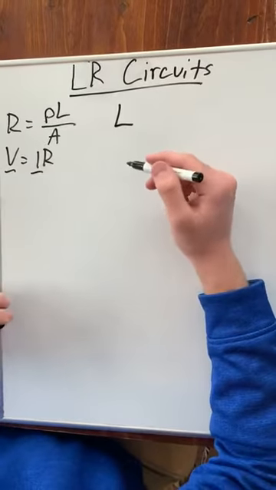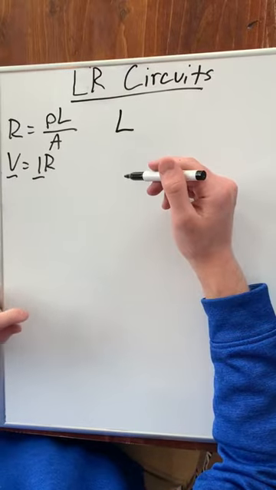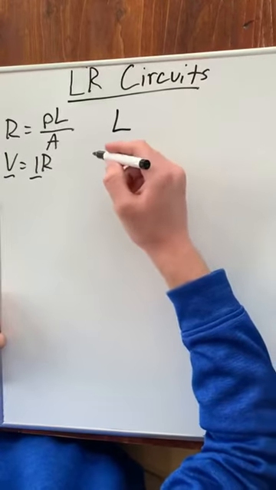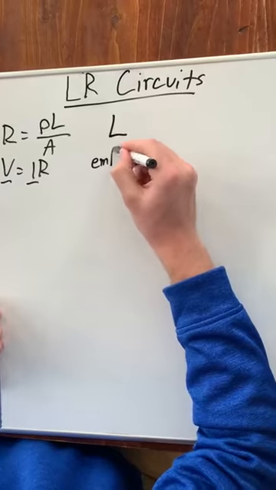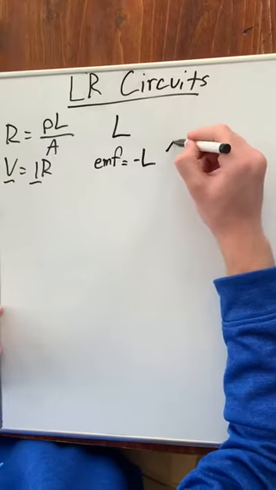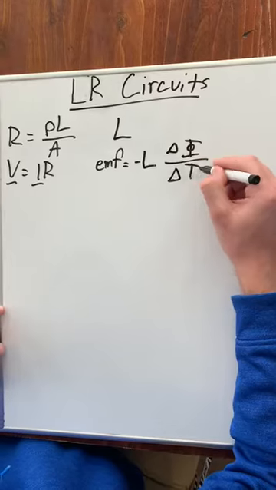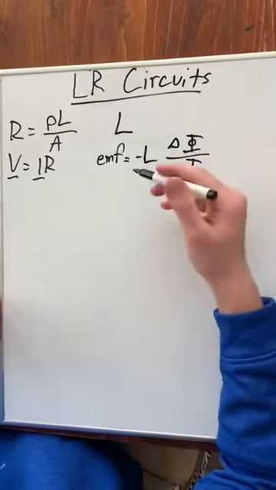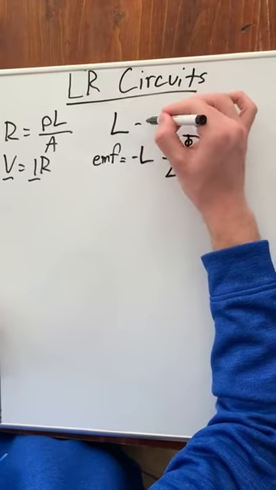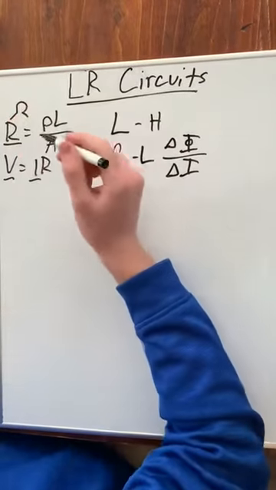And inductance, the basis for it comes from Faraday's law, which states that a change in magnetic flux will induce an EMF, which we see in this equation, where EMF equals negative L times the change in magnetic flux over the change in current. So we see how those relate and affect each other with that. And again, we know that inductance is measured in henries and resistance is measured in ohms.